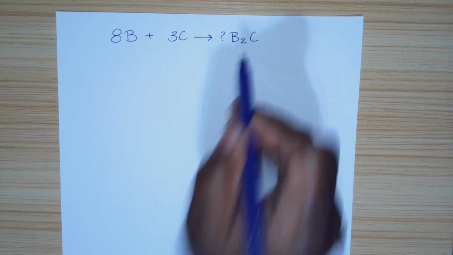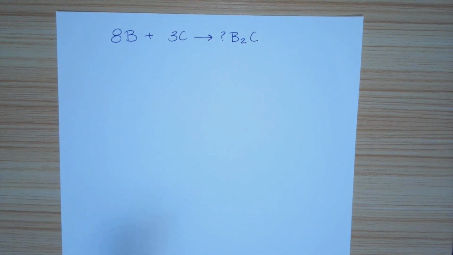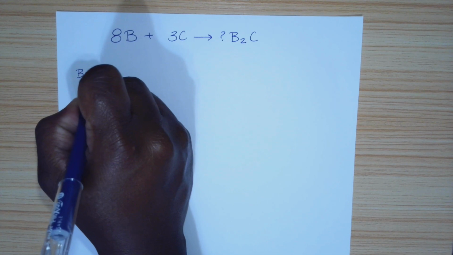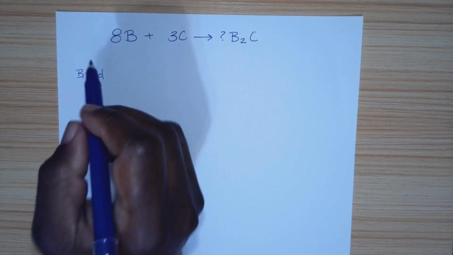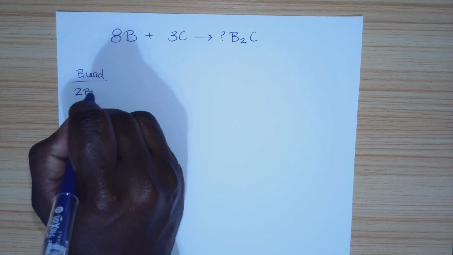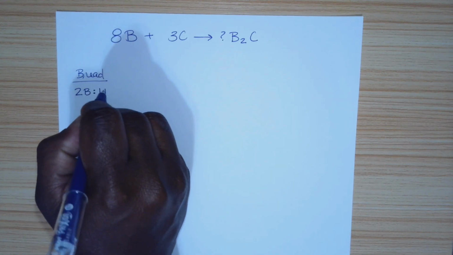So I'm just going to call it B2C because I'm putting 2 bread and 1 cheese together to form this product. And so in order to determine how much product could form, we have to look at how much reactant is actually present. We also have to look at the relationship between what is present and what is being formed. So let's focus on the bread initially. So if we look at the bread, we know that for every 2 slices of bread, we can form 1 sandwich.